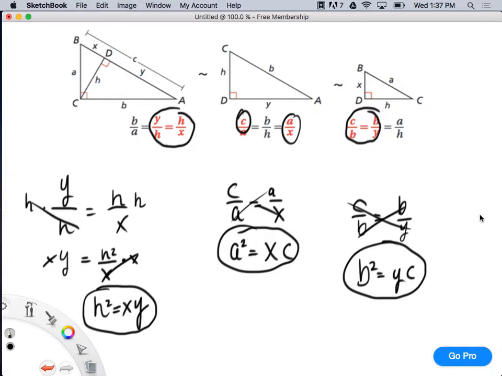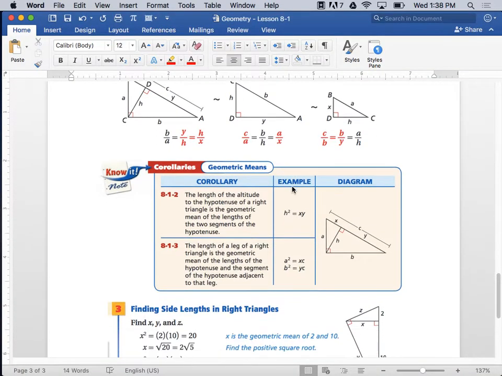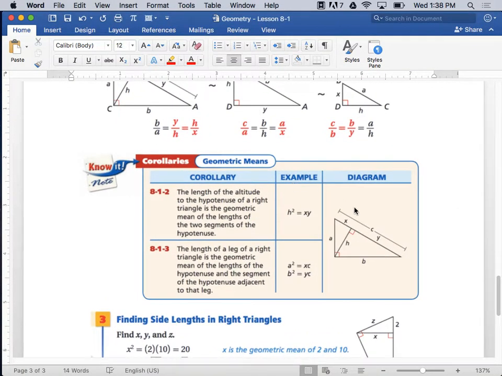All right. So now let's take a look at how we can use this. Because those were the equations. We figured out how we can get those equations. Now let's take a look at how we can use it.